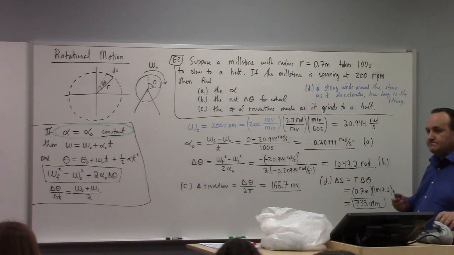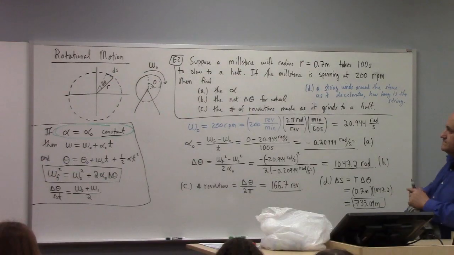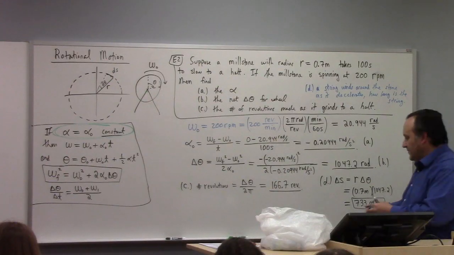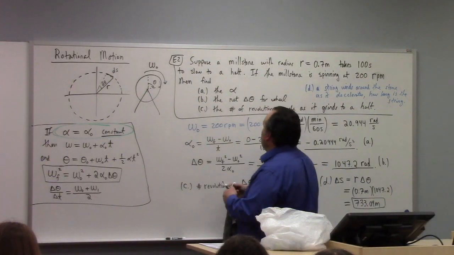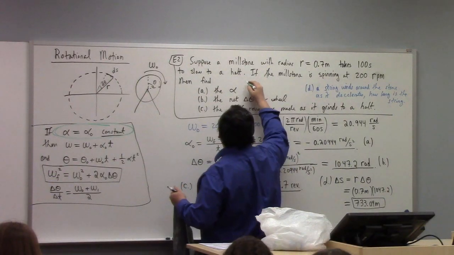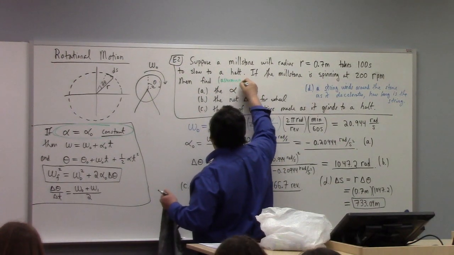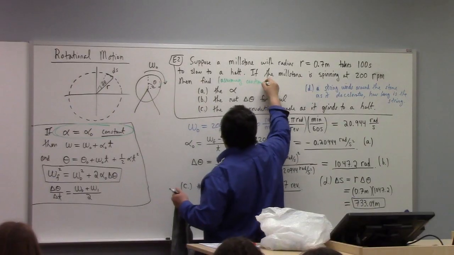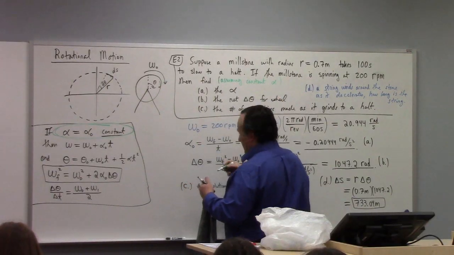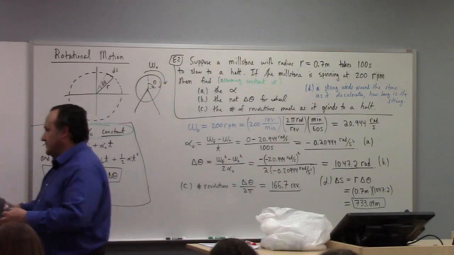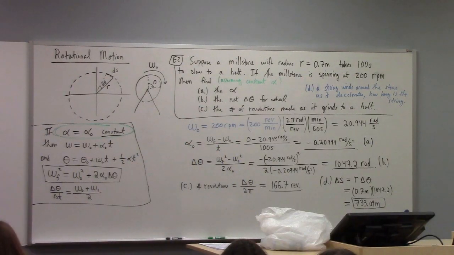Yeah. So did we just assume that the angular acceleration was constant for this? Yes, because we don't have enough information to do otherwise. And you're right, I should say find the alpha assuming constant alpha. Yeah, if I didn't assume constant alpha, I couldn't answer those questions. That is true.